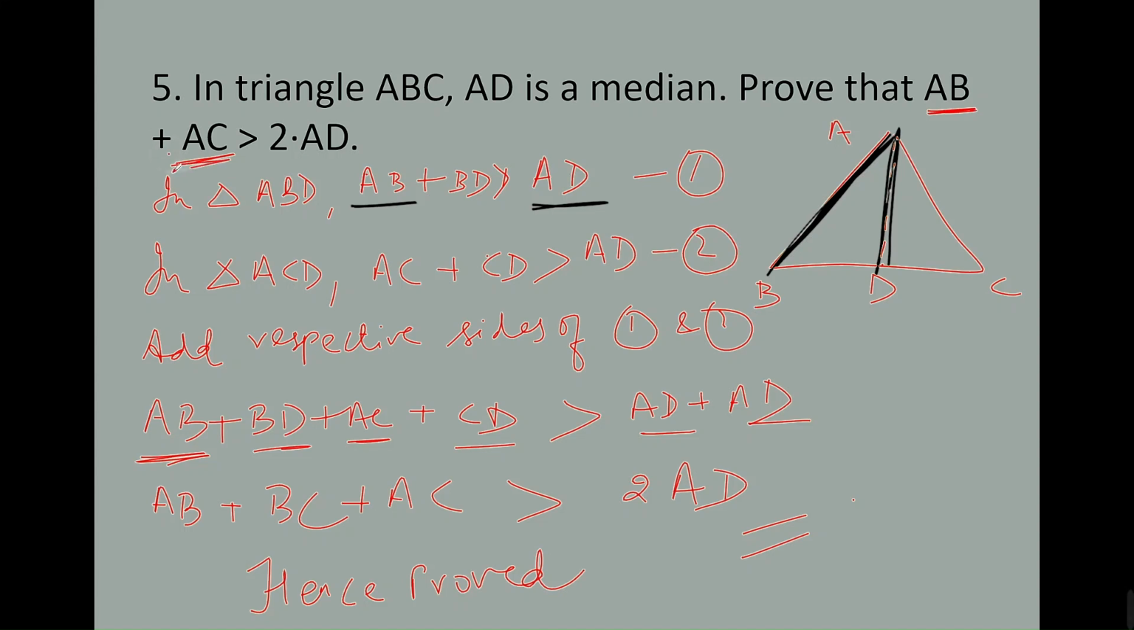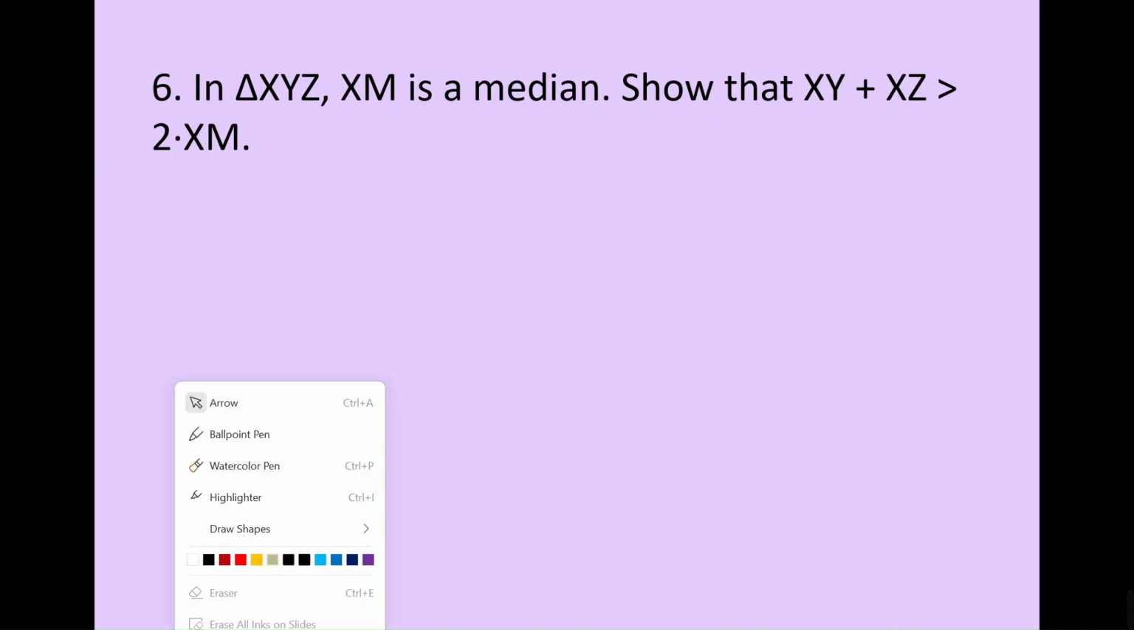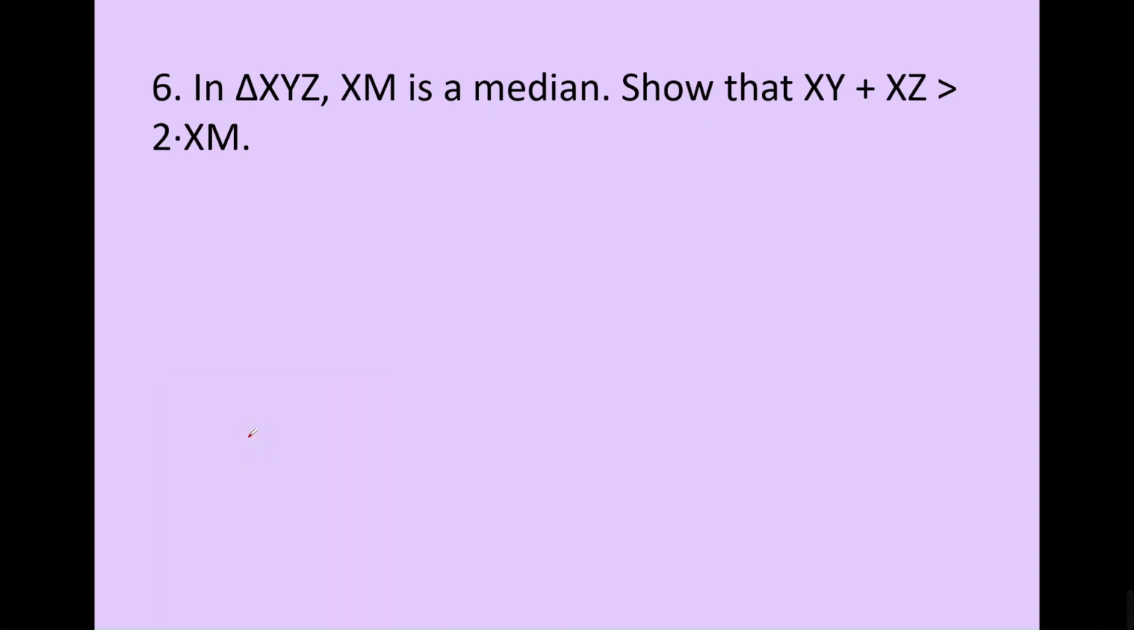I have forgotten to write here the third side: AB, AC and BC. So here also we have got a triangle and a median. So XM is the median. So I'm calling it X here. M is the median. Now this is Y and this is Z. So there are two triangles in this.